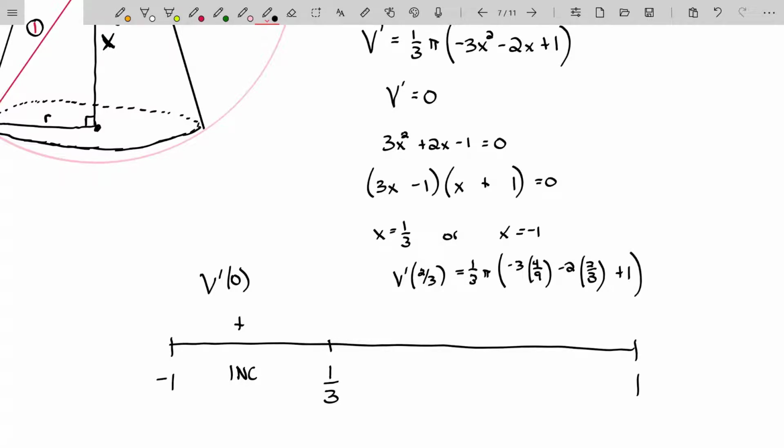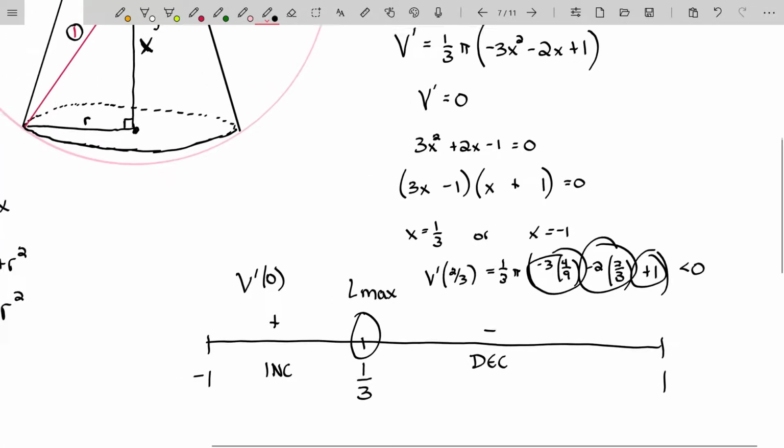And when you multiply this out, you get -12/9, which is actually less than 1 already, and you're losing more and only gaining back 1. It is negative. So the volume is decreasing on that interval. So the volume was maximized when x was 1/3.